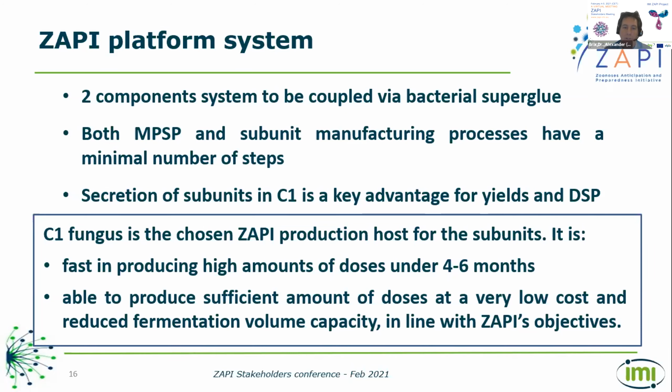Fast development, and I repeat again, sufficient amounts. And what's also very important from an industry perspective is the reduced fermentation volumes. We don't need 4, 5, 6,000 liters. We maybe need 10, 50, 100. And we can use smaller systems and more flexible systems, obviously. And I think as it's written here, that's exactly what we want to have, and it's exactly in line with the ZAPI objectives. Next slide, please.